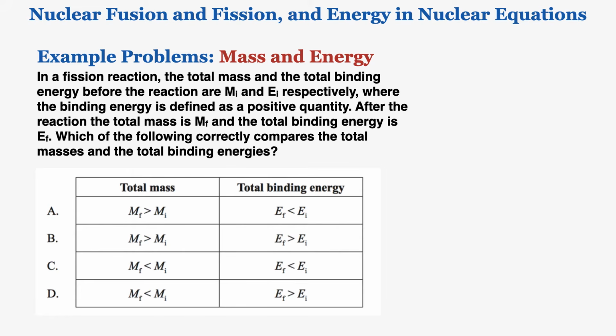The final question is just a comparison between mass and energy. In a fission reaction, the total mass and the total binding energy before the reaction are Mi and Ei respectively, where the binding energy is defined as a positive quantity. After this reaction, the total mass is Mf and the total binding energy is Ef. Which of the following correctly compares the total masses and the total binding energies?